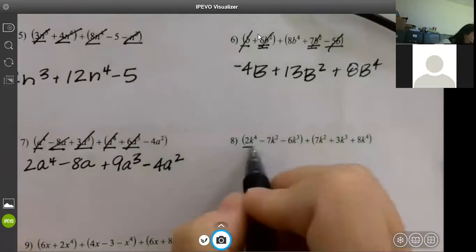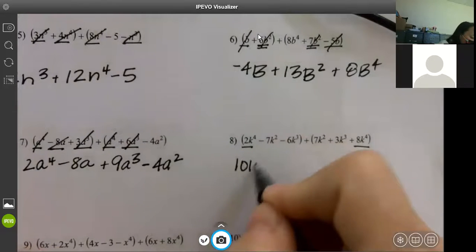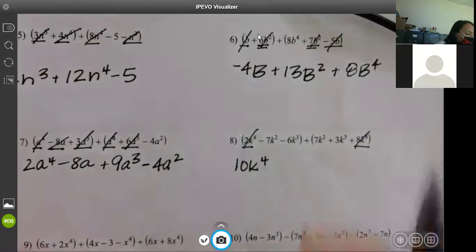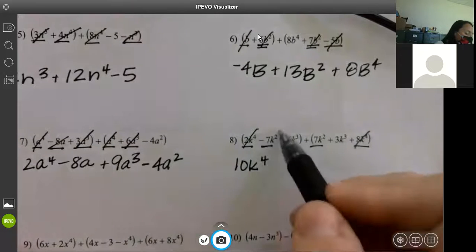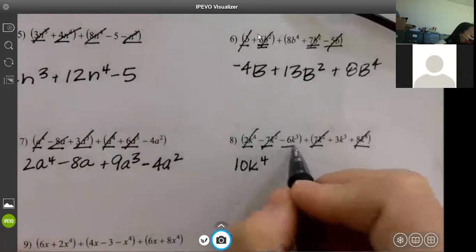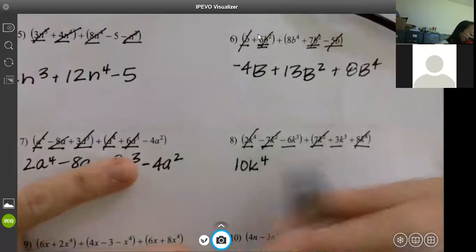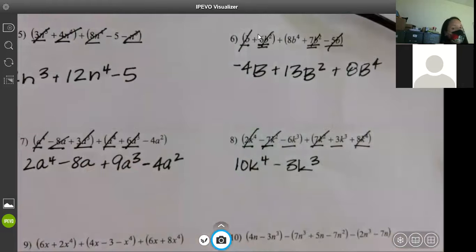We're going to start with 2k to the fourth, and we have 8k to the fourth, which gives us 10k to the fourth, and we're done with those. We have a negative 7k squared plus 7k squared gives us 0. So we just mark those out. We don't need them. And then the last thing we have is negative k cubed plus negative 6k cubed plus 3k cubed. Negative 6 plus 3 is negative 3k cubed. Any questions?